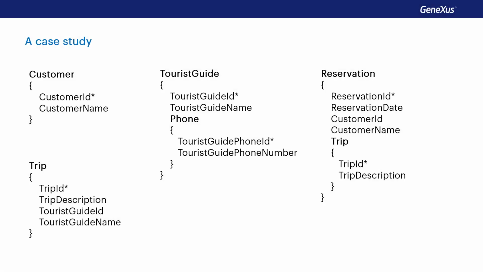Finally, let's examine a case study. Let's consider the following transaction design: the customer transaction, the trip transaction corresponding to the trips with a tour guide in charge, the tourist guide transaction with its set of phone numbers, and the reservation transaction to record, for each customer, the set of trips that he or she has booked.